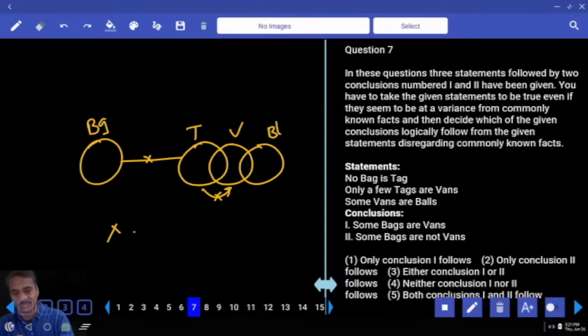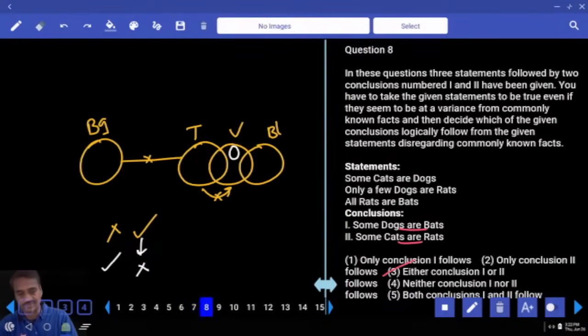Second, some bags are not vans, definitely true. So some bags are not vans is two. To make this one false, all bags are vans. Now this entire bag is a part of van. And if entire bag is part of van, all bags are vans is true. Then in the same thing, some bags are vans has become true or not? Then what is your answer? Either 1 or 2, choice 3, question number 7.